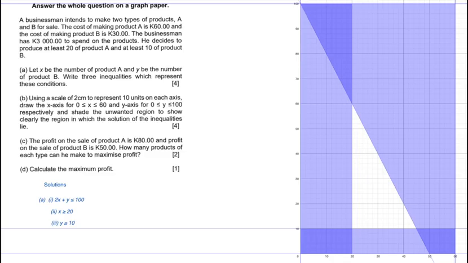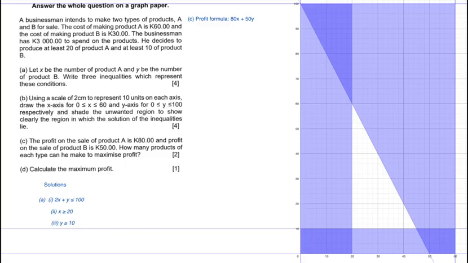So let's go to C. So this person, for product A, which is x, makes a profit of 80, so that will be 80x. For B, which is y, it will be 50y. So our formula for the profit will be 80x plus 50y. That is our expression. Now we have to find the values. How do you find them? You use the vertices where all those inequalities cross each other.